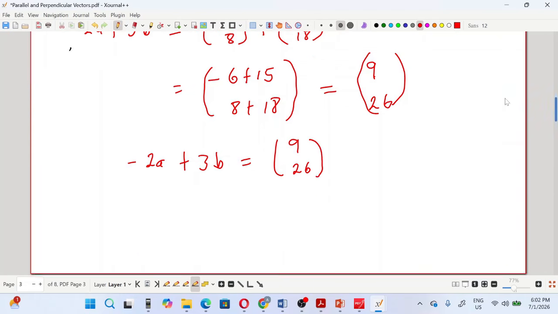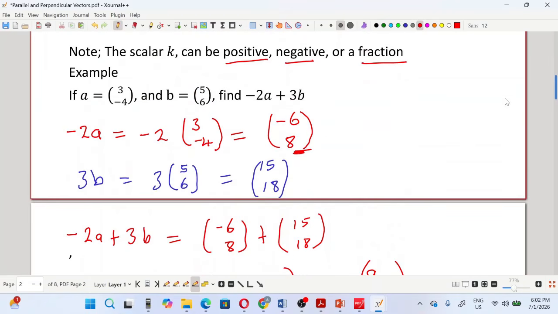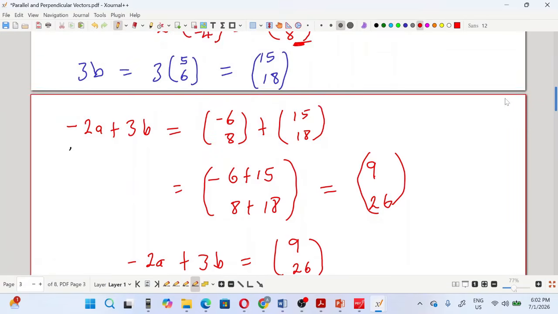Right. So the basic thing you just have to do is multiply the scalar which has been given to you by the column vector that has been given to you. Whatever it is, if it's a fraction, you multiply by it. If it's a positive, you multiply. If it's a negative, you do the same thing, right?